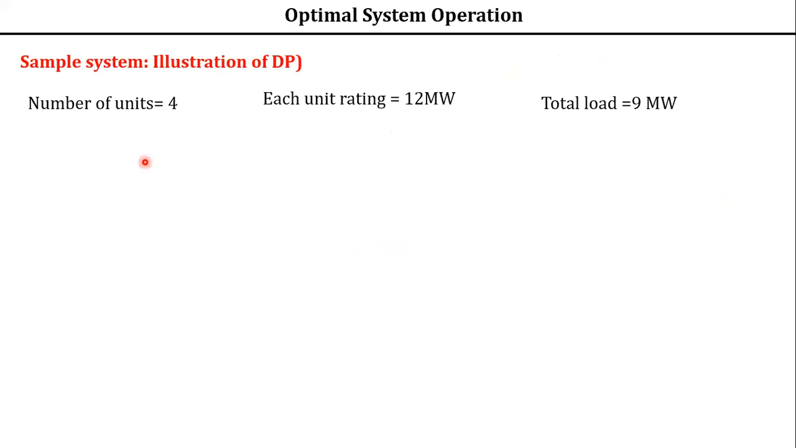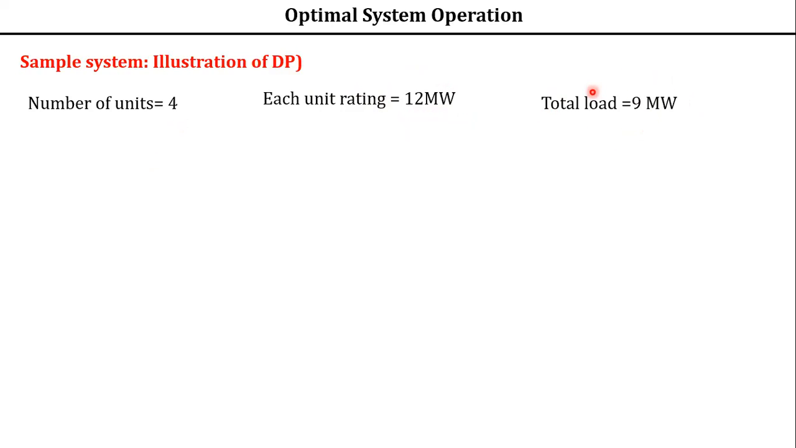Consider a sample system consisting of 4 units. Keep it in mind, there are 4 units, because if I take an RTPS example, the number of combinations will be more, as there are totally 8 units, each of 210 megawatts, and the other one is 250 megawatt. So let us take a simple case. That's why I'm taking 4 units. The rating of each unit is 12 megawatt and the total load is 9 megawatt, PD.